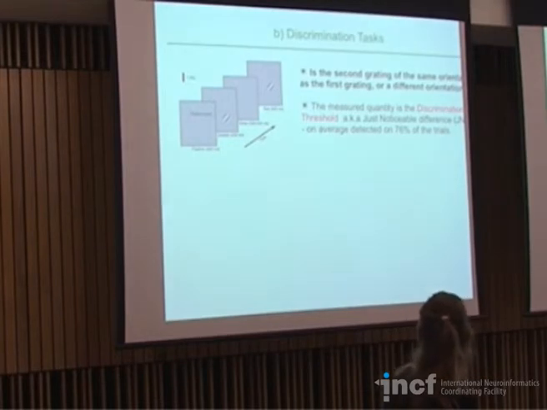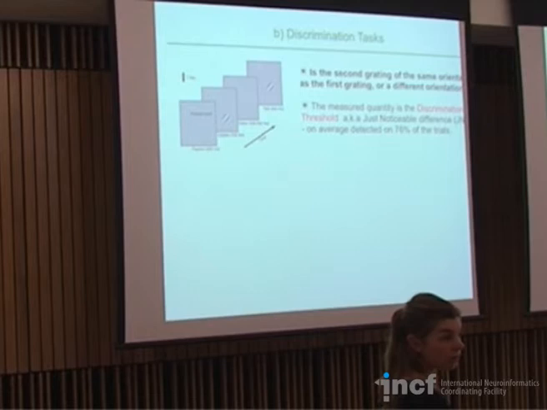Another thing we want to predict is the precision of their perception in terms of discrimination. For example, we have those experiments where we present one stimulus and then another stimulus, and we ask the subjects whether this is the same stimulus or a different orientation here. And we measure the just noticeable difference, so the difference that they can reliably detect on a given number of trials. So can we predict this kind of precision as well?